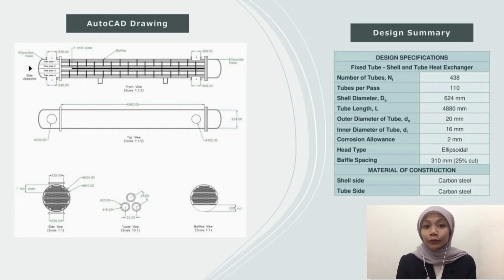The most suitable type of head for the heat exchanger is ellipsoidal head. The baffle spacing for the single segmental baffle in this design is 310 mm. For the material of construction, carbon steel is used to construct both the shell and tube sides of the heat exchanger since it is relatively cheap and widely available. It also has good tensile strength and ductility.